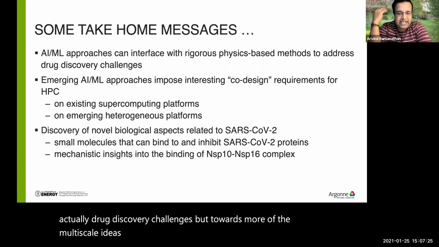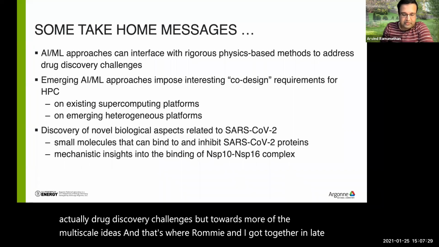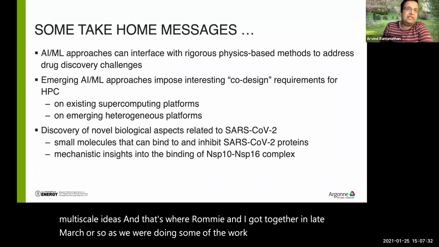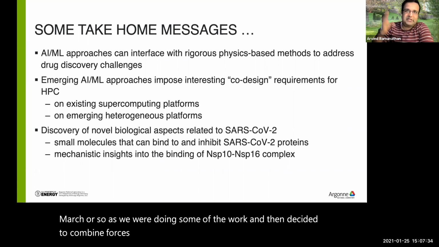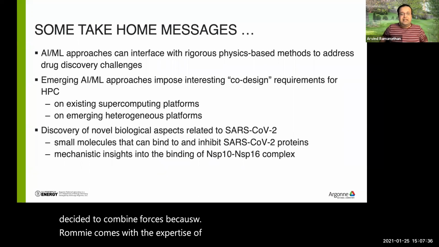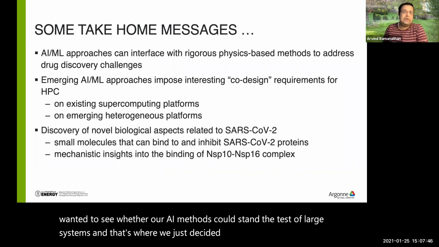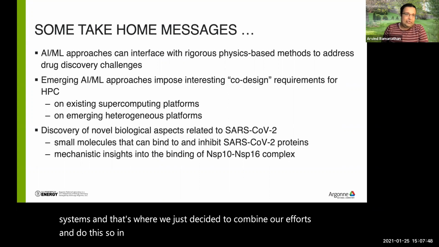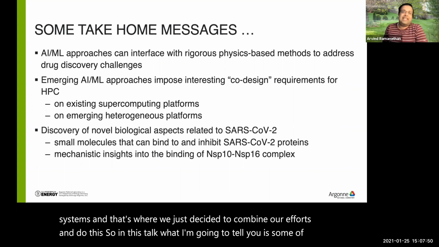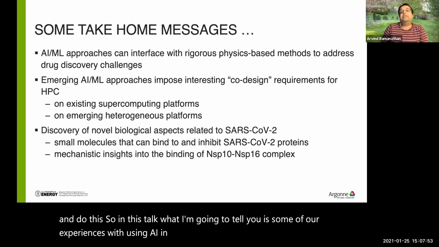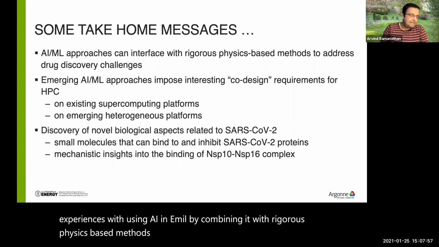And that's where Rami and I got together in late March or so, as we were doing some of the work, and then decided to combine forces, because Rami comes with the expertise of modeling large systems. We wanted to see whether our AI methods could stand the test of large systems, and that's where we decided to combine our efforts. So in this talk, what I'm going to tell you is some of our experiences with using AI and ML by combining it with rigorous physics-based methods, and specifically for designing drugs.